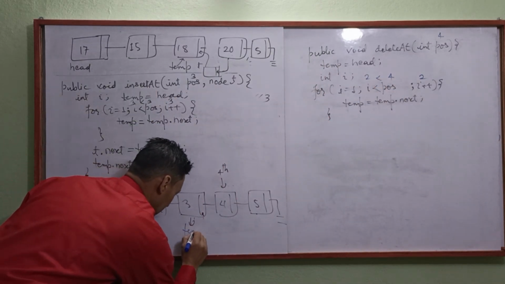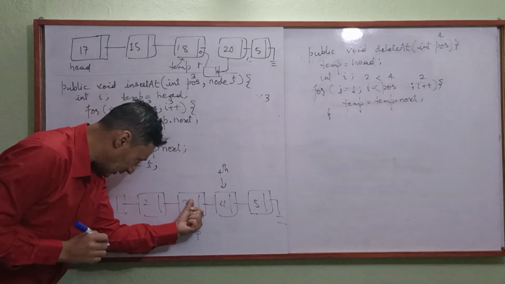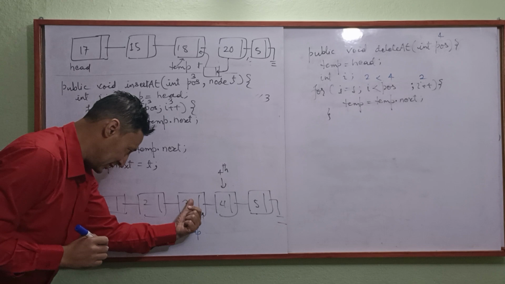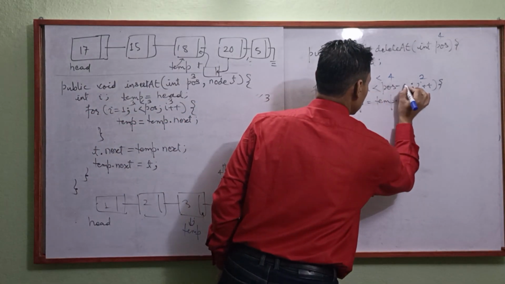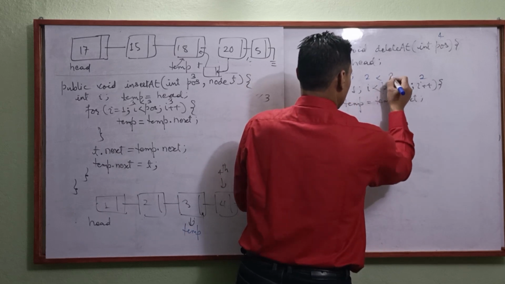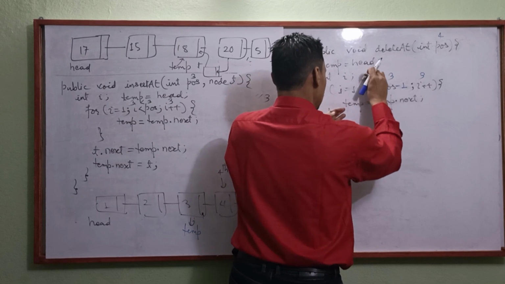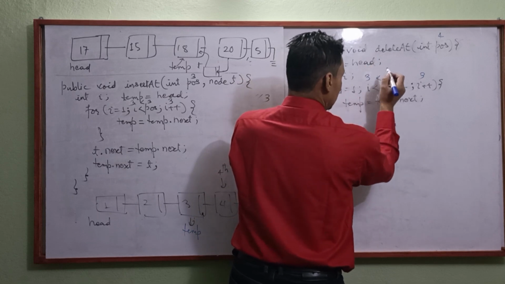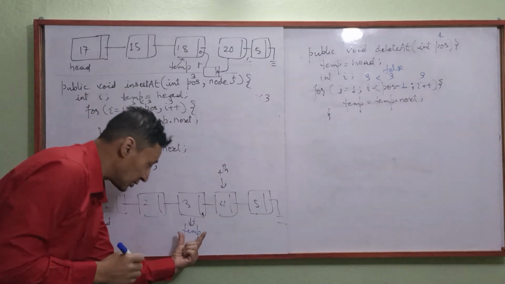Temp will reach here. Now we wanted the reference to this node, which means our iteration should stop here. So what we have to do is deduct 1 here, so the condition becomes i less than position minus 1, which is 3. Now i will be incremented and become 3. 3 is less than 3, that is false. So we are out of the loop. Now our temp has reached here.